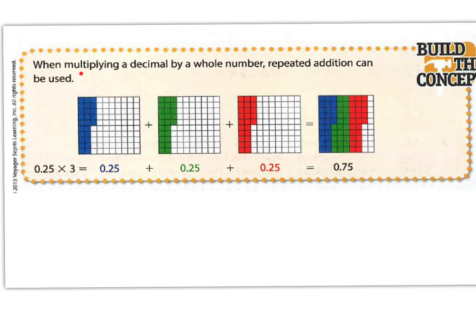So this says when multiplying a decimal by a whole number, repeated addition can be used. So this is a little bit easier. We have 25 hundredths times 3. So you can just do 0.25 plus 0.25 plus 0.25 equals 0.75. So this they use grid paper for. You can do that too.